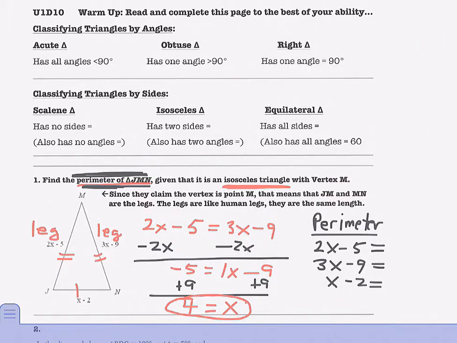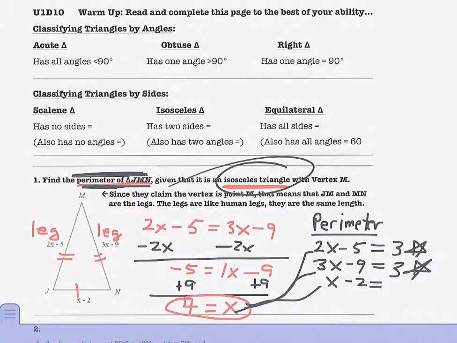So if x is 4, 2 times 4 is 8, minus 5 is 3. 3 times 4 is 12, minus 9 is also 3. That's good news because our two sides came out to be exactly the same. The triangle was supposed to be isosceles, so that's a good sign. Plugging in 4 for x here, 4 minus 2 is 2. So the total perimeter would be 3 plus 3 plus 2. The perimeter would be 8.